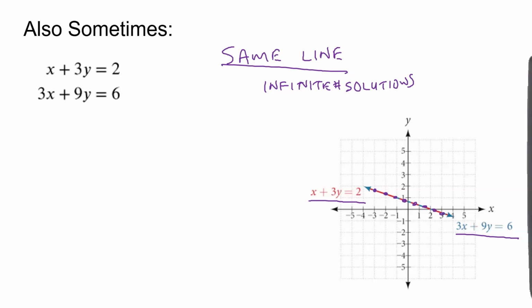Check this out. If I were to take this top equation and multiply both sides by 3, 3 times x would give me the 3x, 3 times 3y is the 9y, and over here, 3 times 2 is 6. See how the bottom one is essentially the same equation as the top one? These are called dependent equations because the second one depends on the first one. You're not going to get a single point solution in that situation. You need independent equations like the other ones we've been looking at.